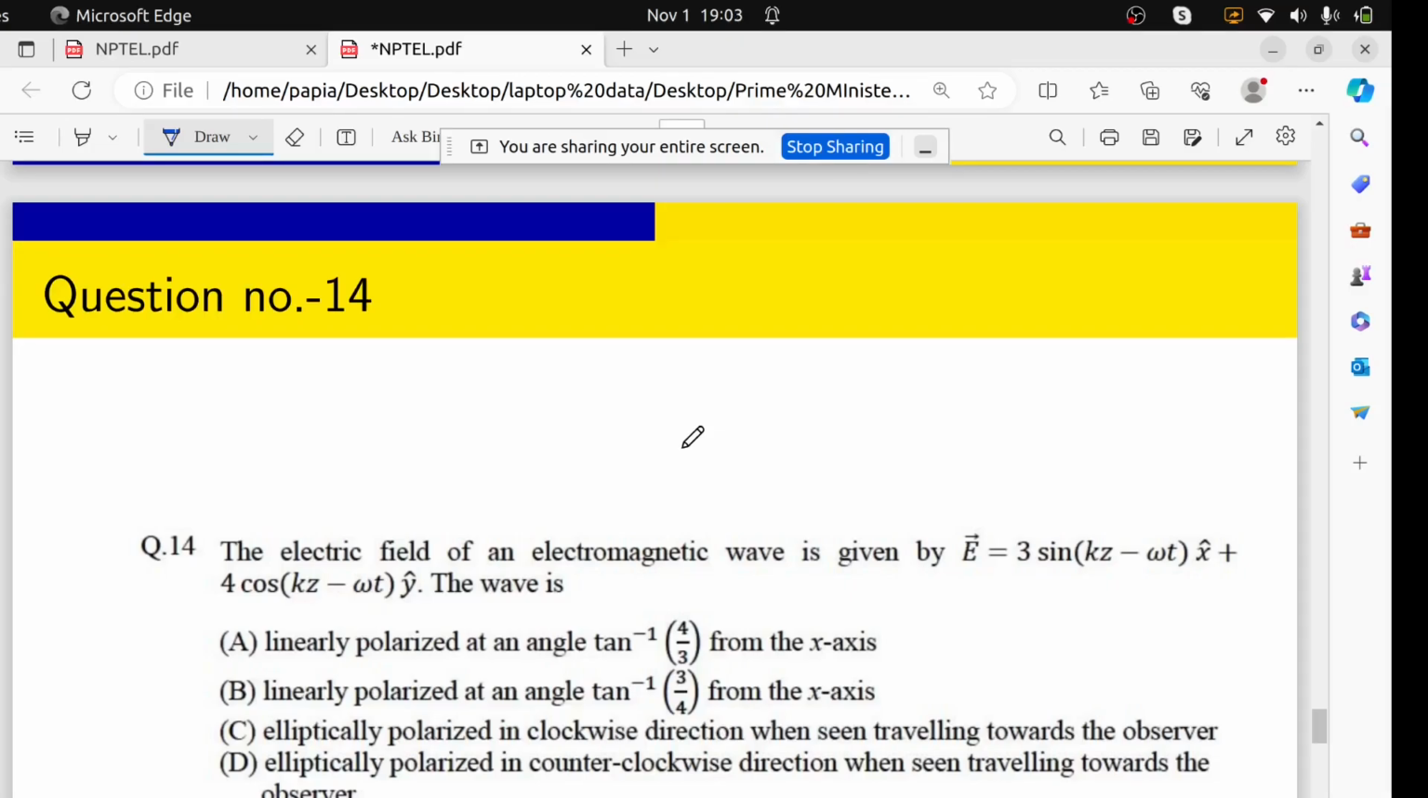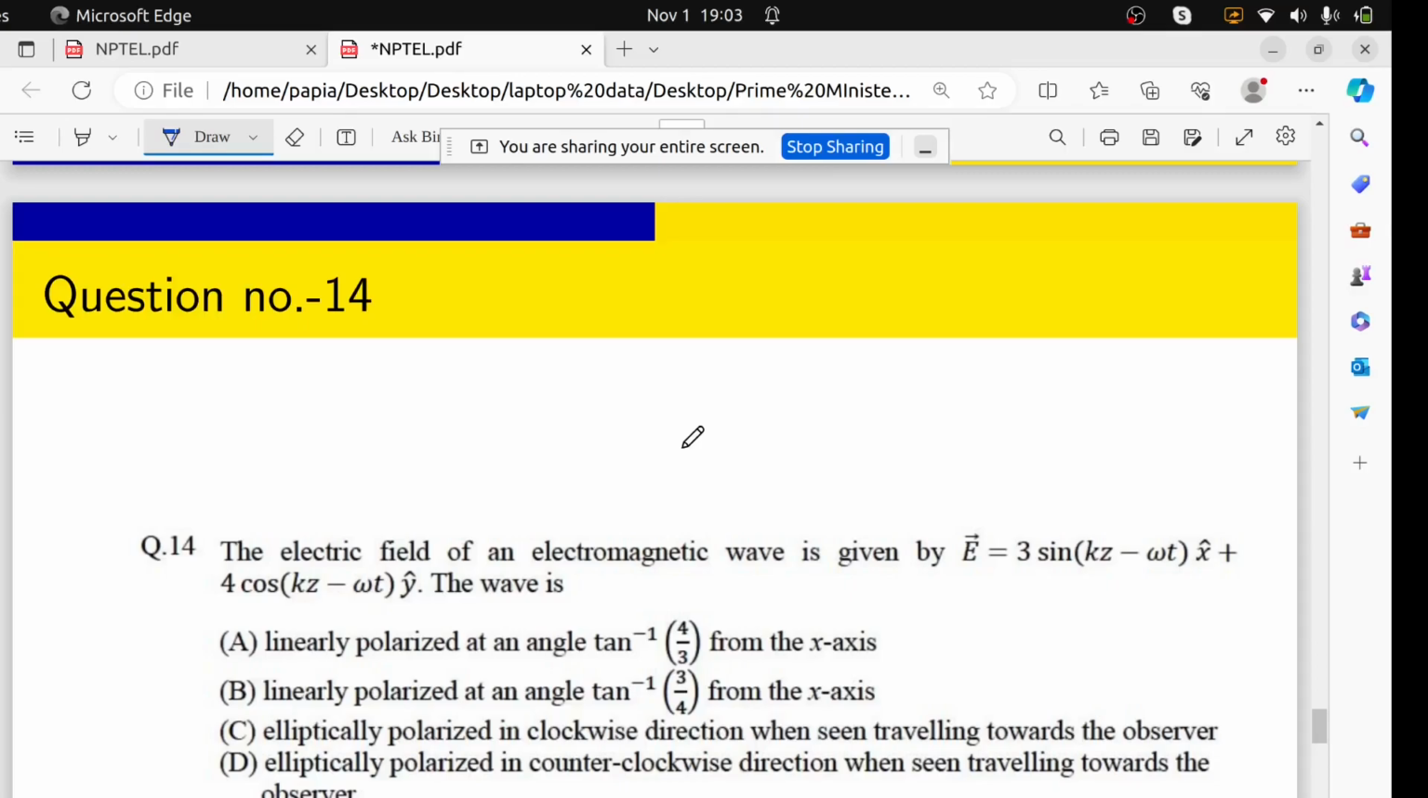The electric field of an electromagnetic wave is given by E vector equals 3 sin(kz minus omega t) x cap plus 4 cos(kz minus omega t) y cap. The wave is linearly polarized at an angle tan inverse 4 by 3 from the x-axis. Linearly polarized at an angle tan inverse 3 by 4 from the x-axis. Elliptically polarized in clockwise direction when seen traveling towards the observer, or elliptically polarized in counterclockwise direction when seen traveling towards the observer. So there are 4 options. Which one is the correct one? We have to check.